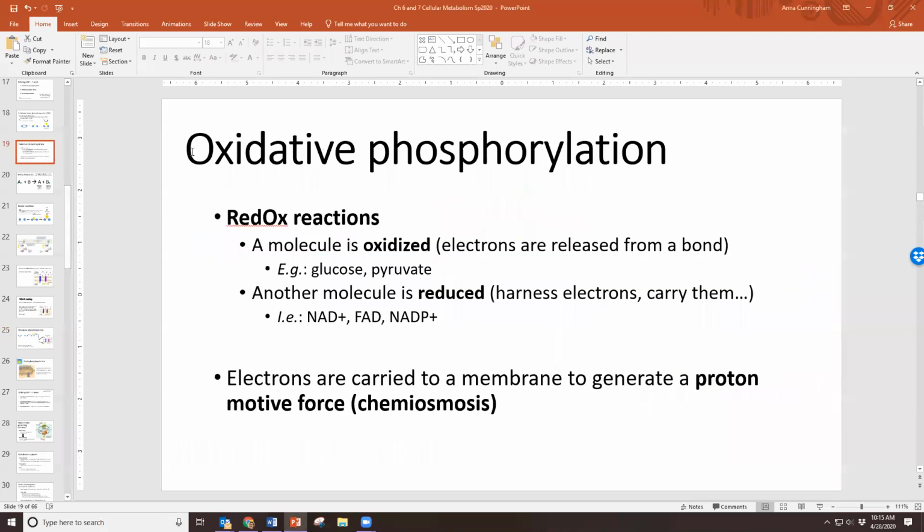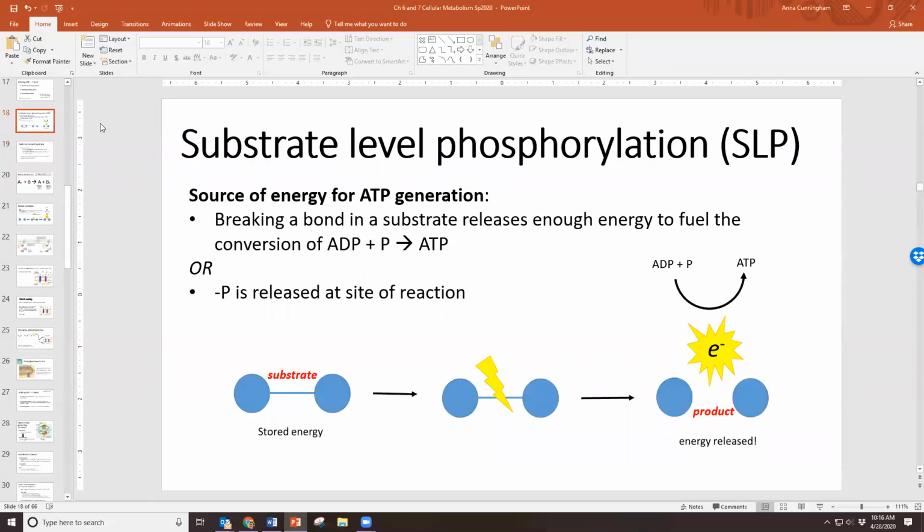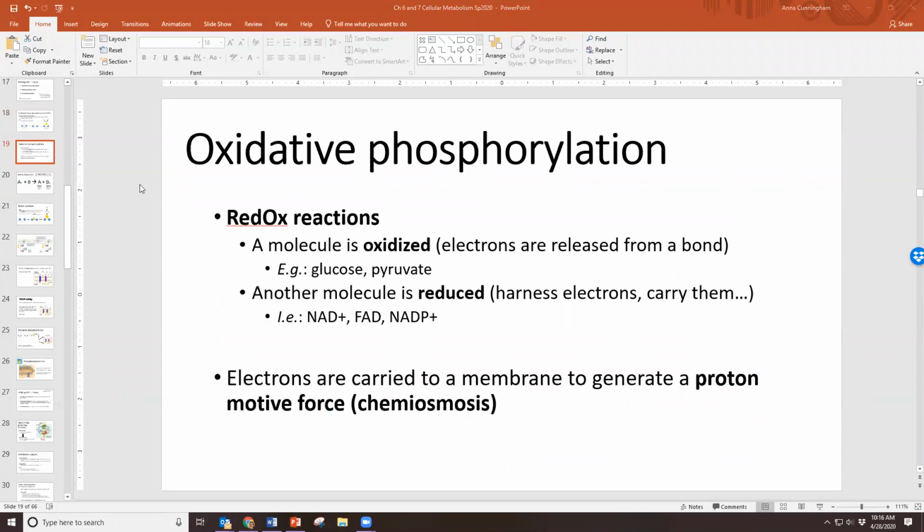Just to revisit oxidative phosphorylation, and we will come back to this on Thursday: the first step is to do a redox reaction, release electrons, harness those electrons, but then the second step is that we carry those electrons to a membrane to generate an electron transport chain. As opposed to substrate level phosphorylation, where ATP is generated when that bond is broken. In substrate level phosphorylation, there is no electron transport chain. In oxidative phosphorylation, there is an electron transport chain.